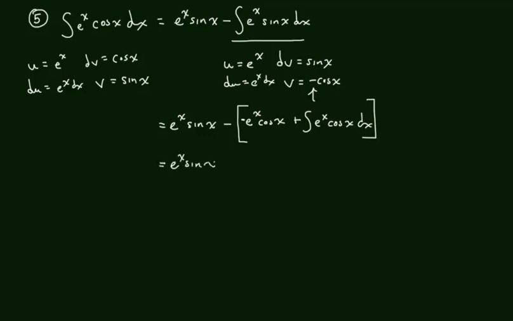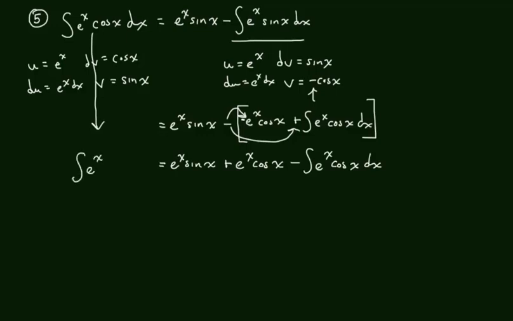Distribution, this becomes minus a minus, so this becomes plus e to the x cosine x. Distribution, this becomes minus the integral of e to the x cosine x dx. And at this point, let me just carry this down. At this point, I hope you see something, and you may be alarmed. So you look at this and say, wait a second. Did I just get myself caught in an infinite loop?